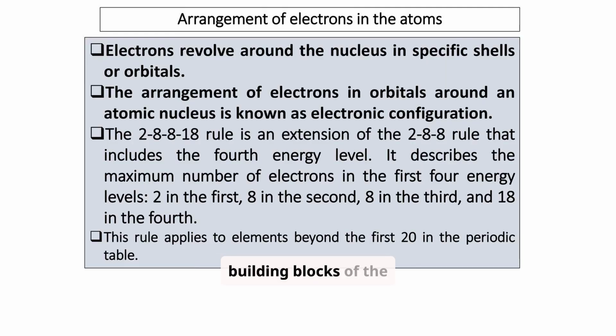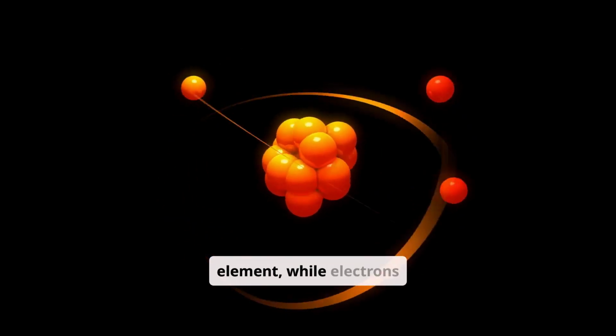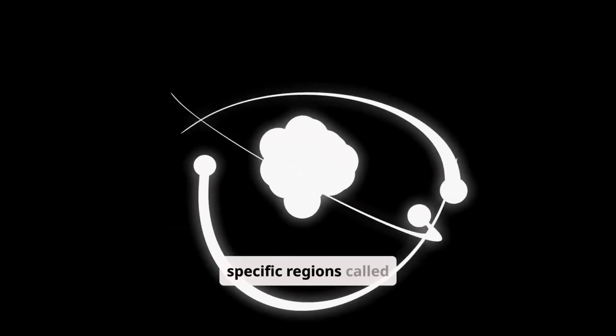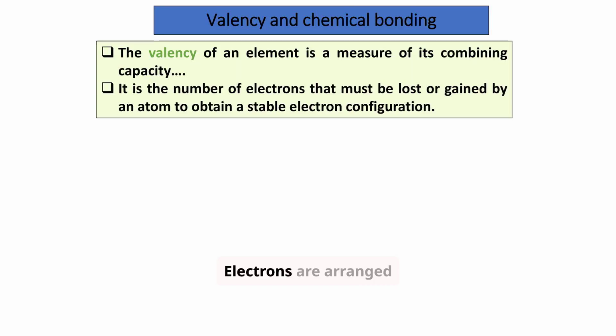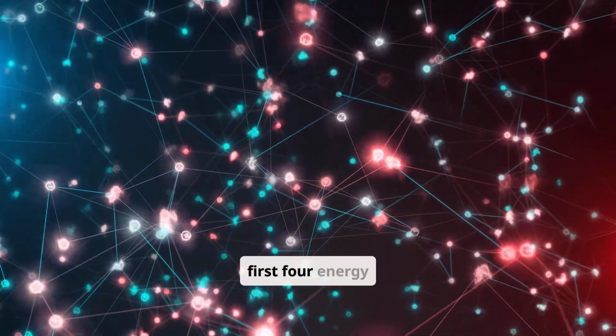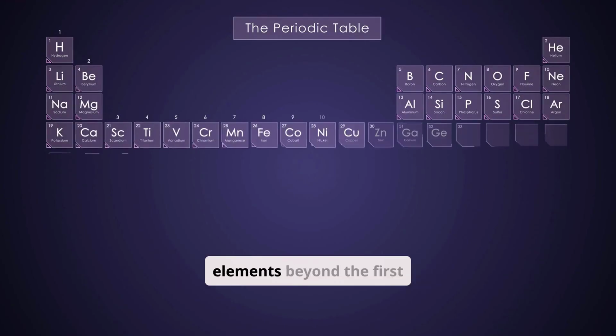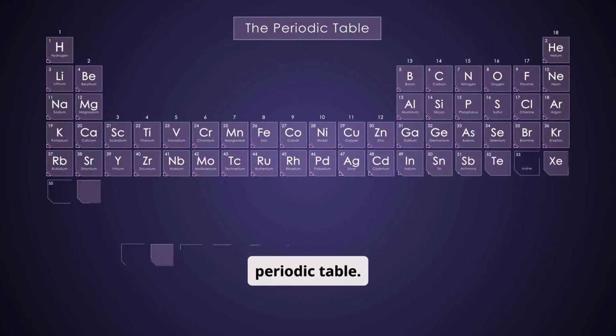Atoms are the fundamental building blocks of the universe. They consist of negatively charged electrons, positively charged protons, and neutral neutrons. The number of protons defines an element, while electrons orbit the nucleus in specific regions called orbitals. Electrons are arranged around the nucleus in specific shells or orbitals, a concept known as electronic configuration. The 2-8-18-18 rule describes the maximum number of electrons that can occupy the first 4 energy levels. This rule is particularly important for understanding the behavior of elements beyond the first 20 in the periodic table.